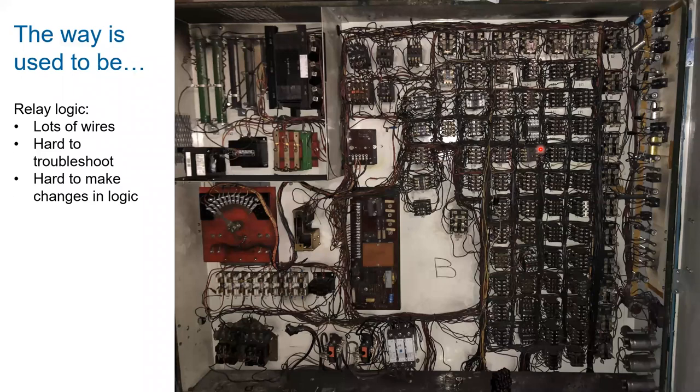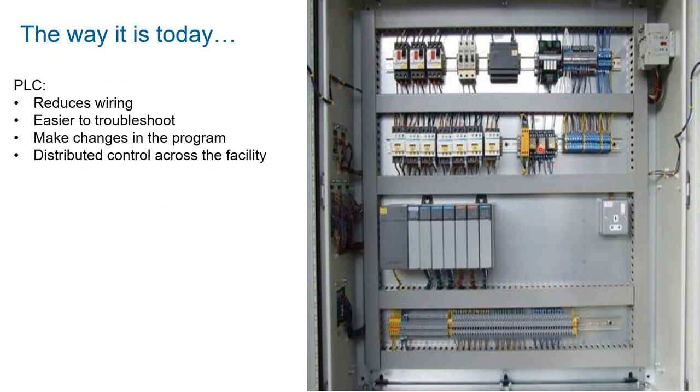So the PLC takes that mess and makes it look like this. We still have wiring, of course, but what happens now is we're going to bring all these devices to the PLC itself. This is an actual PLC, an Allen-Bradley SLC 500. It's a little bit of an older PLC, still used today. You could still see them in some control panels perhaps.